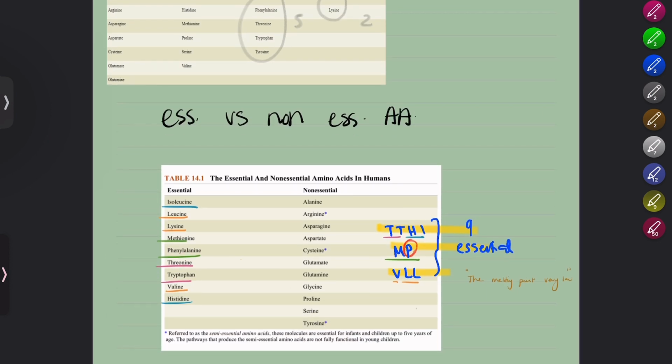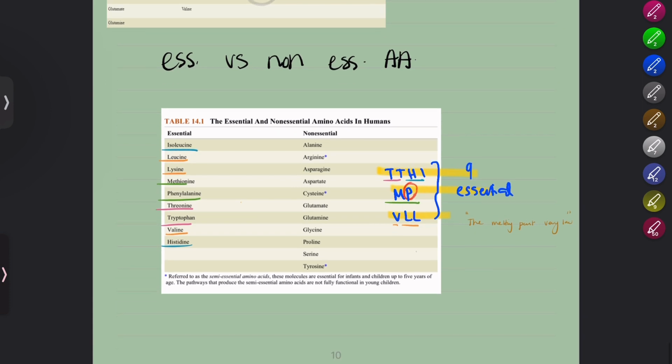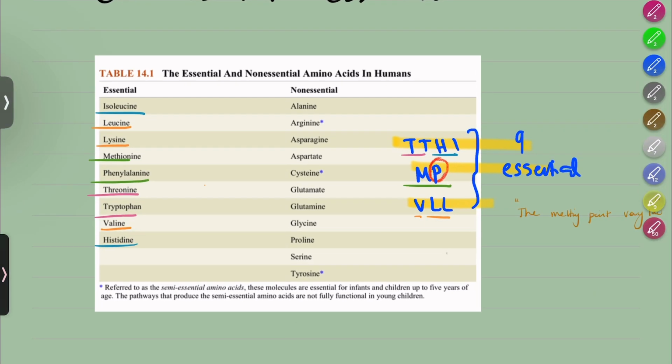Now, another thing is that we need to know which amino acids are essential and which are non-essential. An essential amino acid is basically an amino acid that cannot be synthesized by the body. However, it could be taken in through dietary products. The non-essential amino acids are the opposite. Those are the amino acids that can be synthesized by certain biosynthetic pathways in our body. To make it easier for you, just memorize the essential amino acids, which are 9 amino acids.